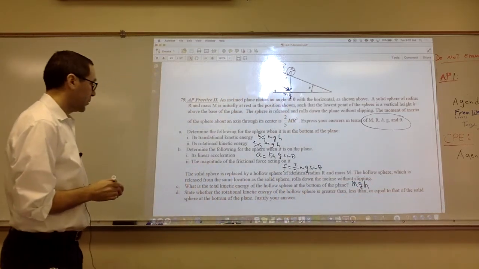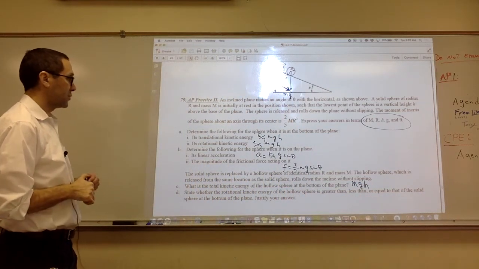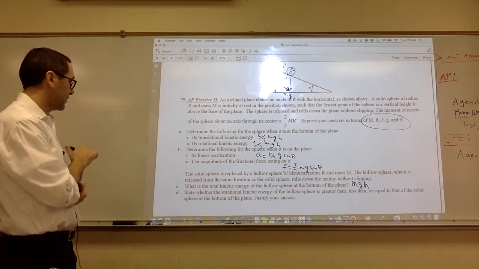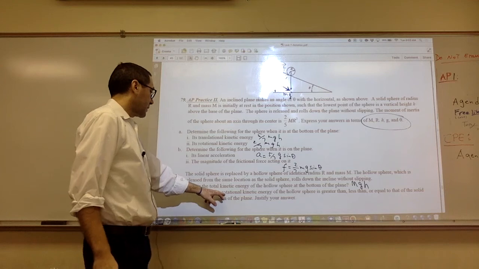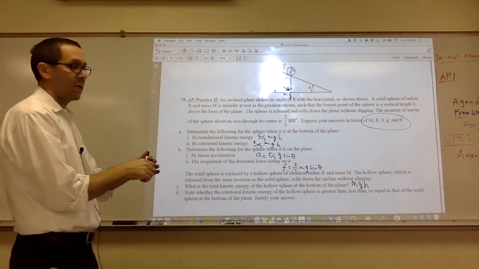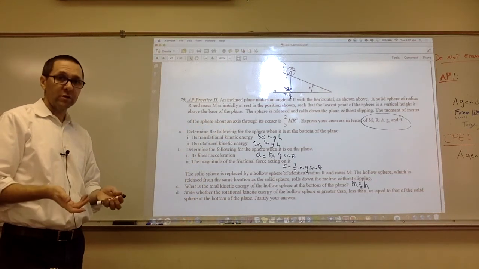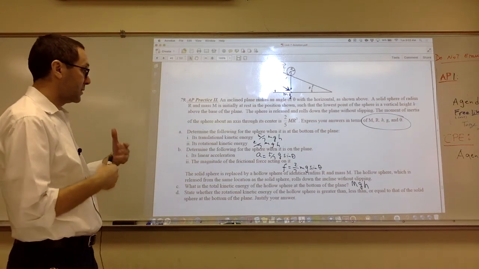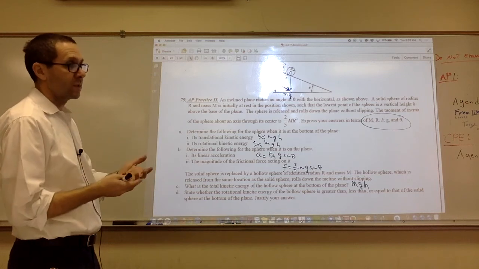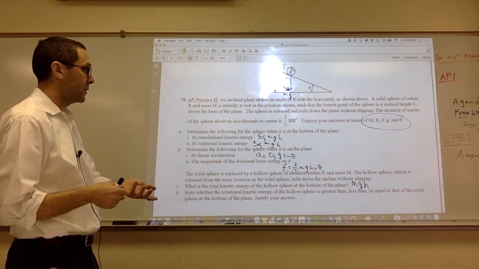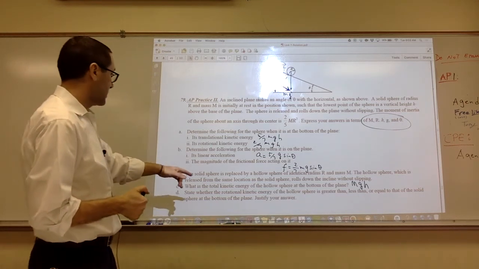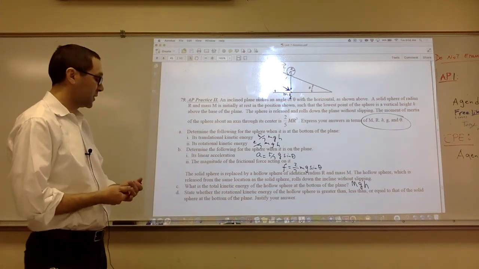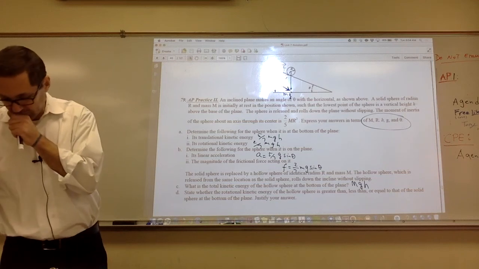Okay. State whether the rotational kinetic energy of the hollow sphere is greater than, less than, or equal to that of the solid sphere. Now, if it's a hollow sphere, it means that it has a higher moment of inertia. And higher moment of inertia means that it's going to use up a lot more of its kinetic energy to rotate. So the hollow sphere will have a greater rotational kinetic energy at the bottom.